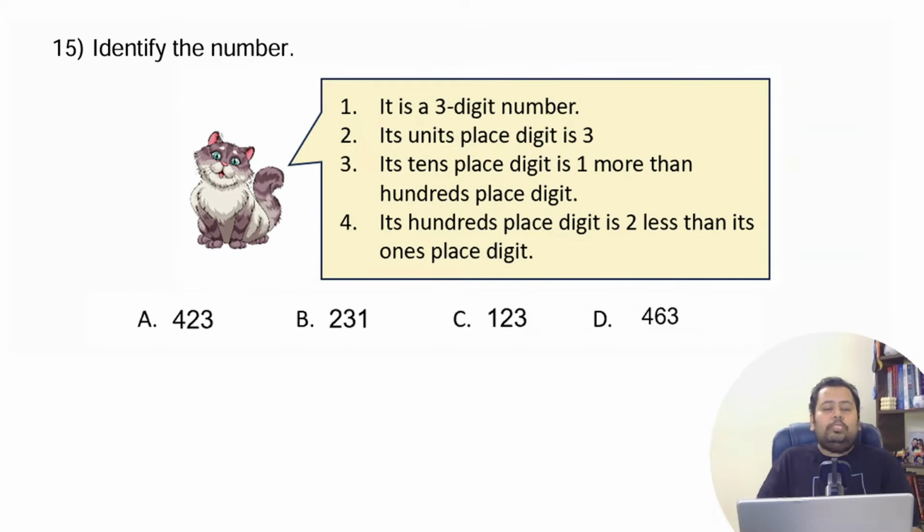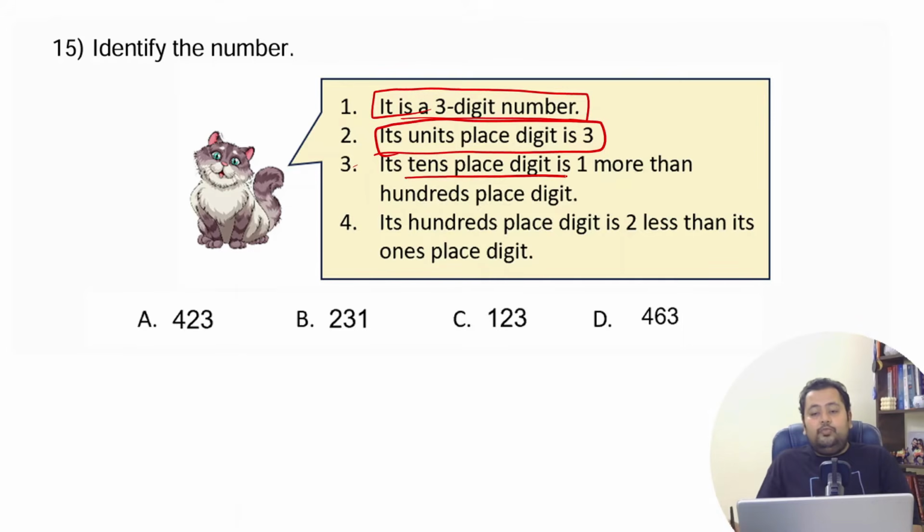And now we move to question number 15. Now, question number 15 shows a cat, and a cat is describing a three-digit number. You have to find the three-digit number. So, the cat says it is a three-digit number. That is fine. Its units place is 3. Its tens place digit is 1 more than the hundreds place digit. Its hundreds place digit is 2 less than its ones place digit, right?